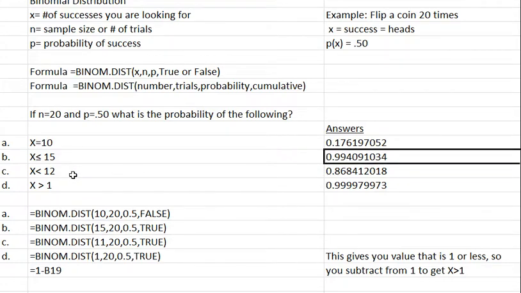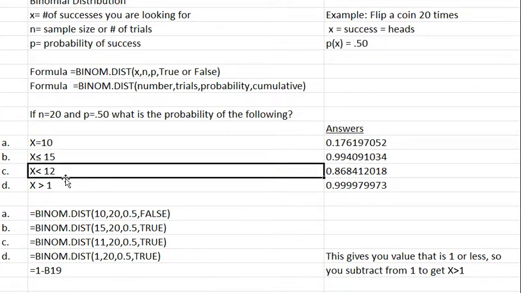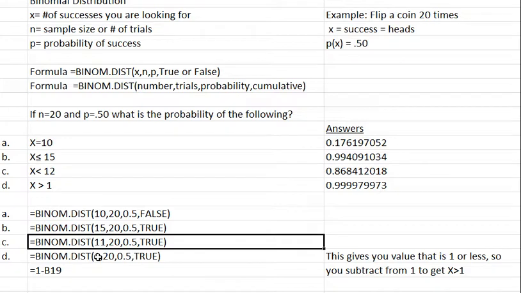Now, if we don't want to include the value from this example in C, we want to know what's the probability of getting heads fewer than 12 times. Now, notice it's fewer than 12, so when we plug it into the formula, we can't use 12. If we put 12 in here, it would give us 12, 11, 10, 9, 8, and so on, but we only want less than 12, so we put in 11, and we set it to true, and that's going to give us the value of 11 and all the way down to 0, not including 12.